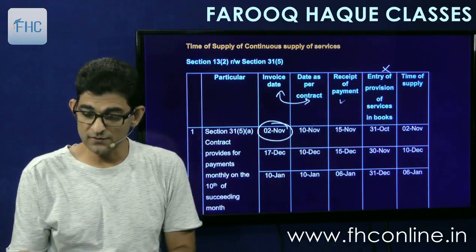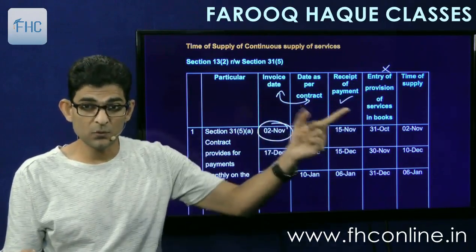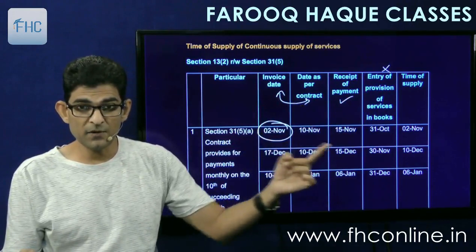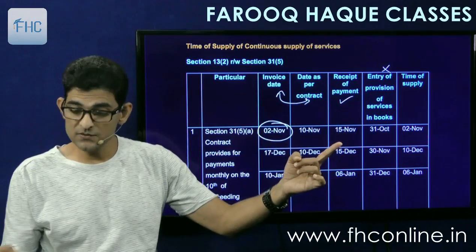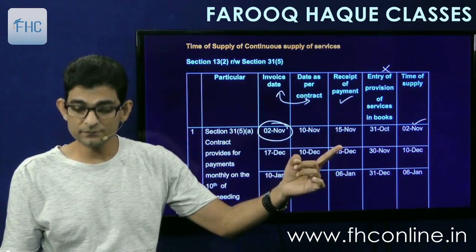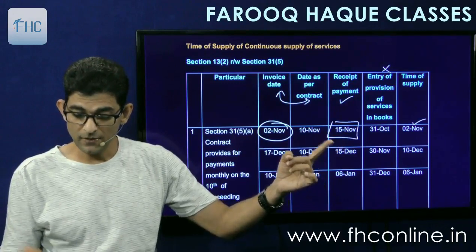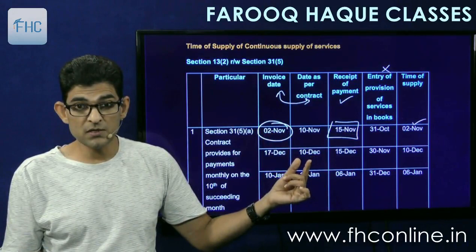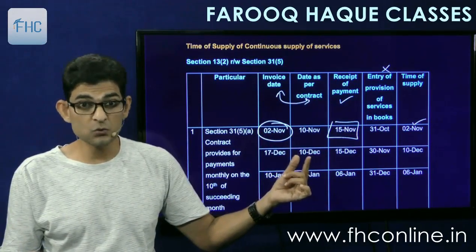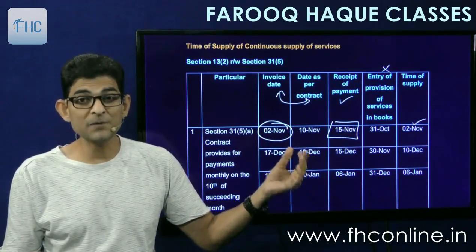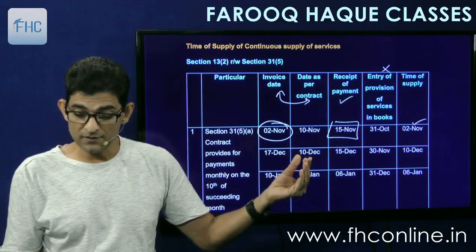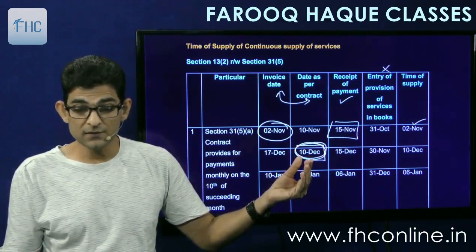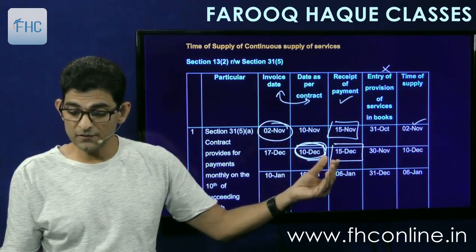So this is the receipt. We'll compare this with this. 2nd November and 15 November, whichever is earlier, 2nd November. Next, 17 December, 10 December. 10 December was the date as per the contract, so you should have issued the invoice here. This is called completion of service, you can say. So we'll take 10 December and compare it with 15th. So we'll get 10 December.